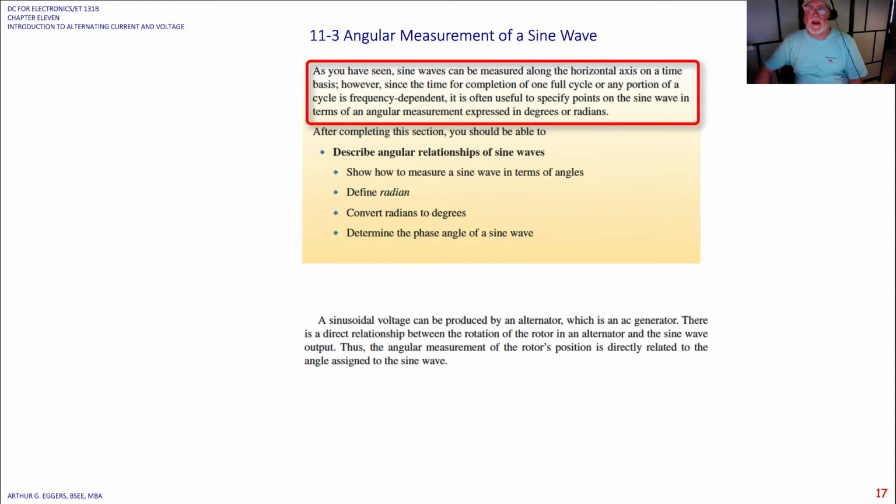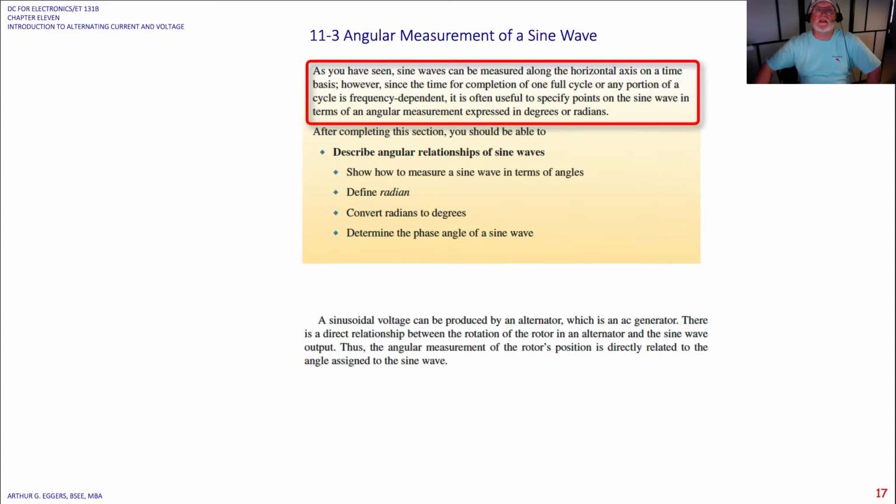Now that we understand the sinusoid and the makeup of a sinusoidal wave, let's take a look at the angular measurement of a sine wave. We're going to look at something called a phasor, which is a vector relationship, and how we decompose that sine wave representation and turn it into something that has a magnitude and an angle.